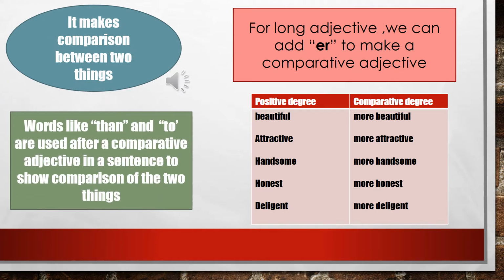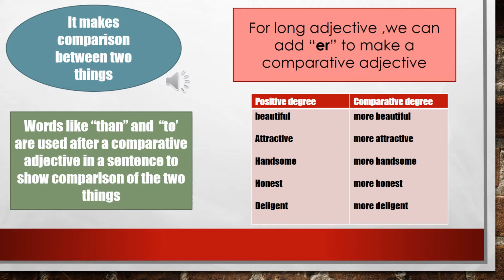Okay, so look at the example. A comparative adjective makes a comparison between 2 things. Words like than and to are used after a comparative adjective in a sentence to show comparison of the 2 things. And kids, you have to remember that for a long adjective, we can add er to make a comparative adjective.